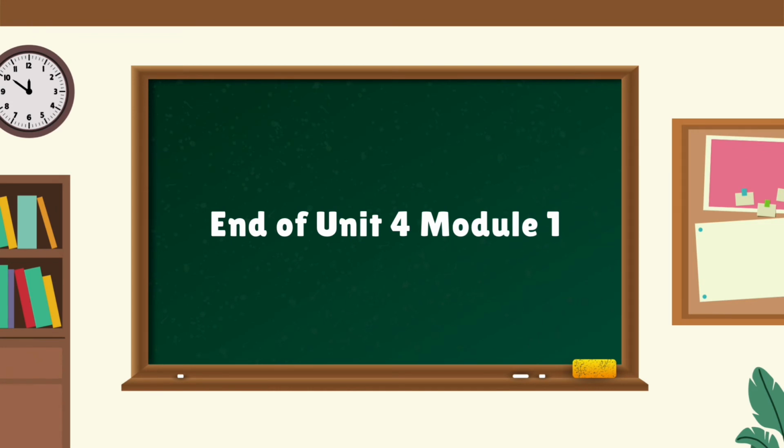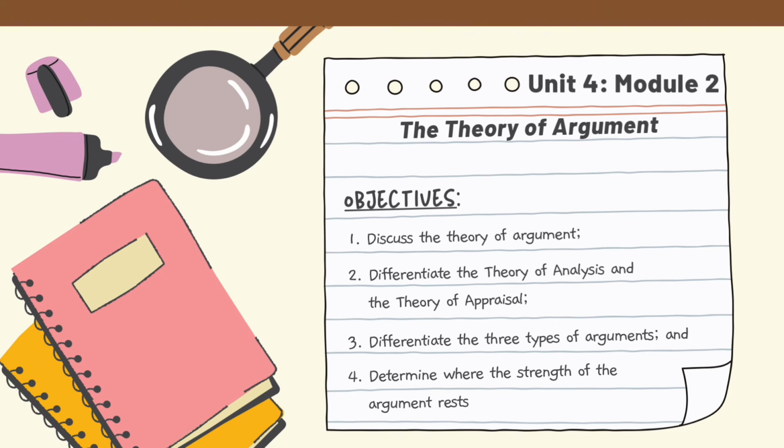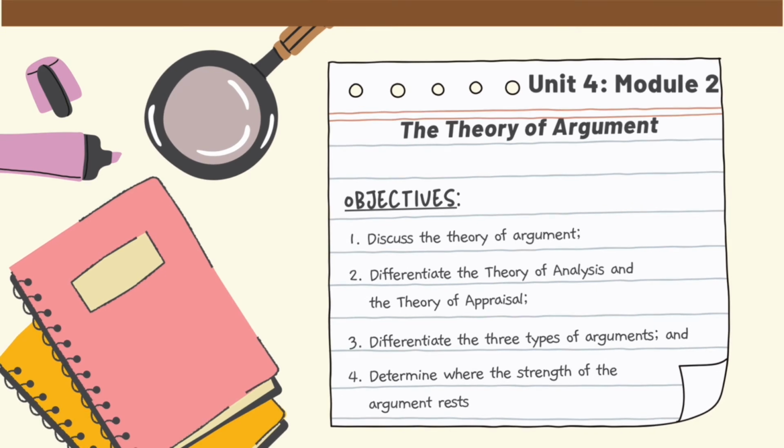And last but not the least, we have the Unit 4 Module 2, the Theory of Argument. Objectives. After completing this module, you should be able to first discuss the theory of argument. Second, differentiate the theory of analysis and the theory of appraisal.